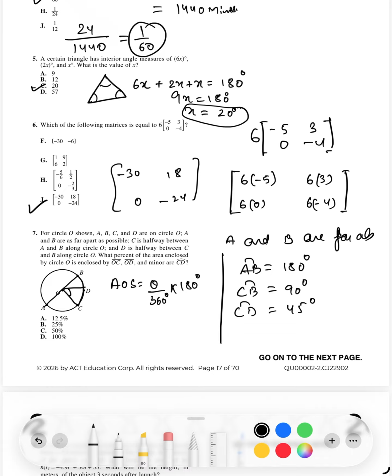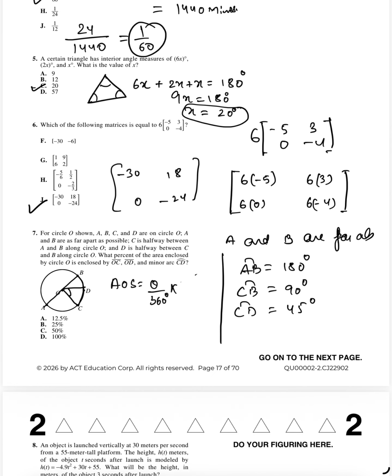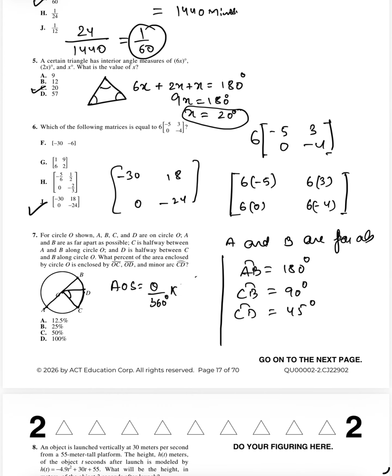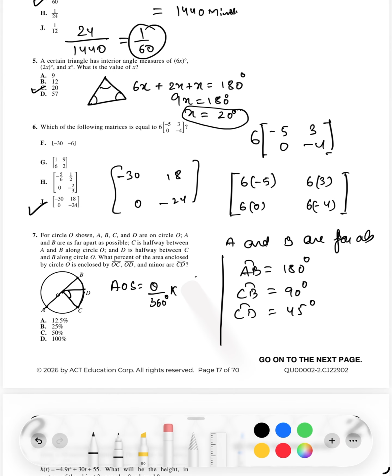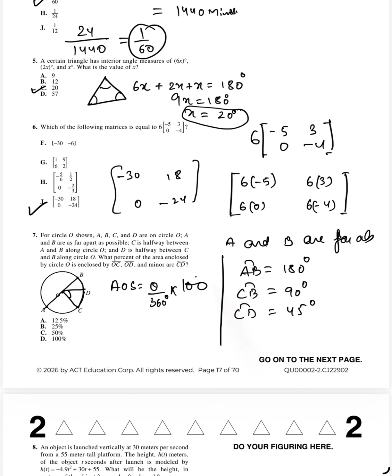Now read the question carefully again, which says what percent of the area enclosed by a circle. So the area enclosed by the circle we need to find out. Or what is the total? See, the complete circle, the full circle. The area enclosed by this circle means 100%. Correct? So we can put 100 over there. So theta is what? 45 degrees over 360 degrees times 100%, which gives you 12.5%.